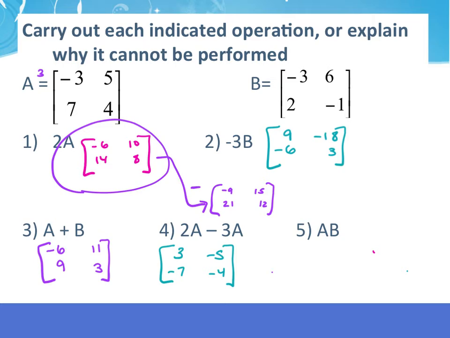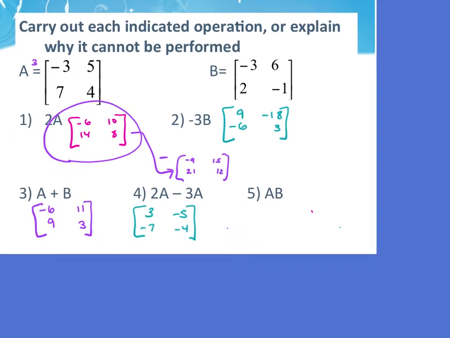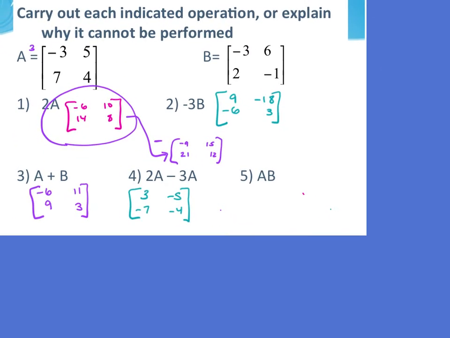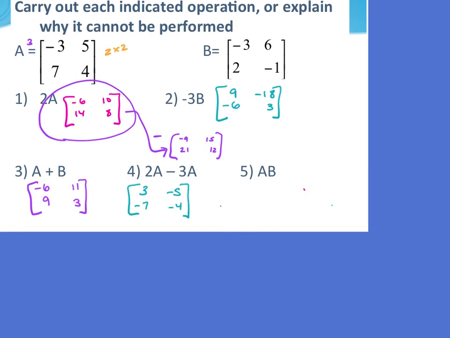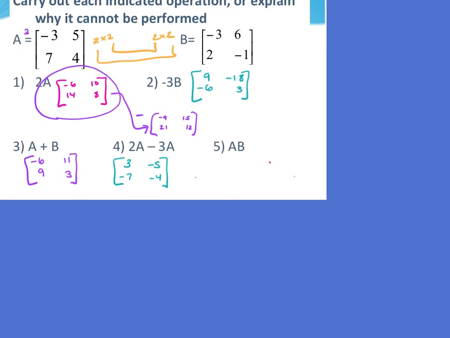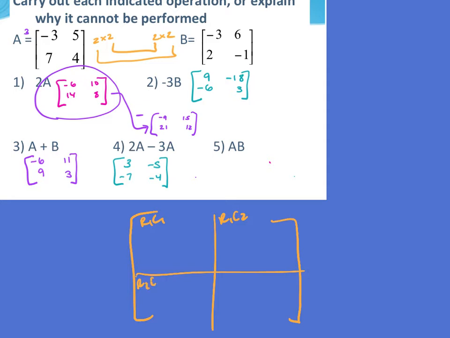And then 5 is A times B. So now we're doing multiplication. The rule on multiplication, if it's a 2 by 2 and a 2 by 2, remember, is check the middle 2 match. Obviously, these match. The outer 2 is the result. So I know I'm going to get a 2 by 2 matrix. I make my little square. This would be row 1, column 1, row 1, column 2, row 2, column 1, and row 2, column 2.